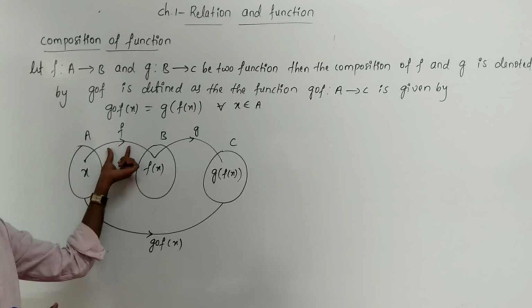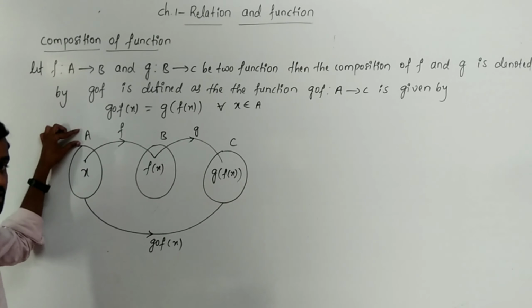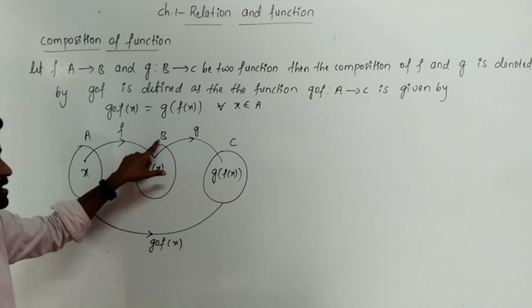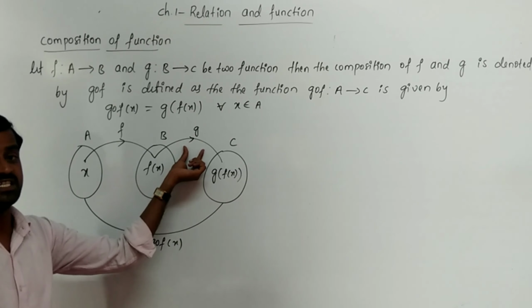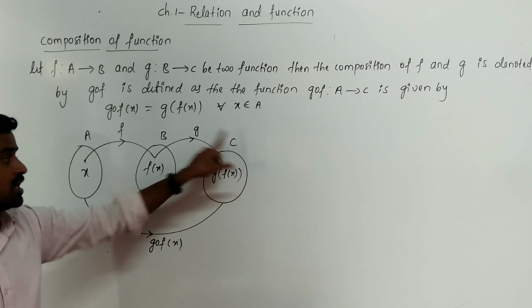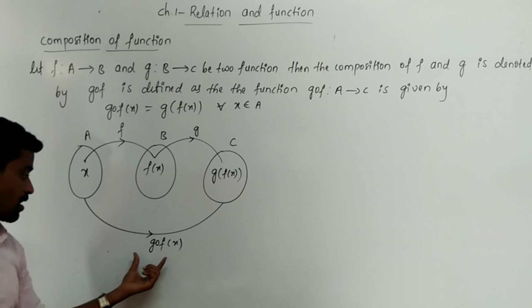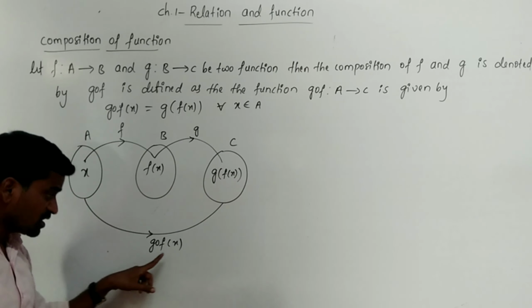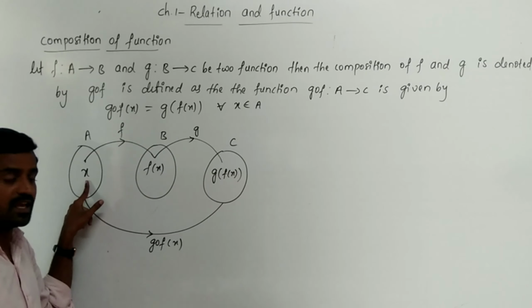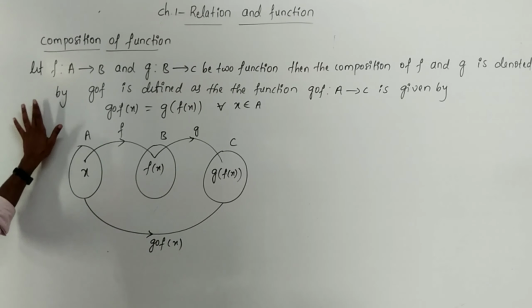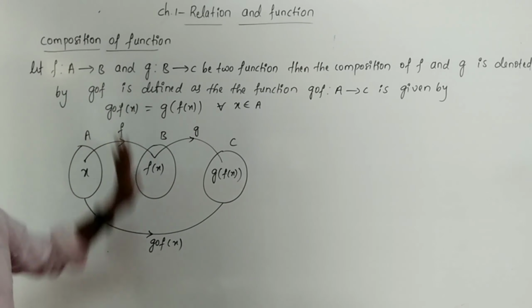Okay, here function f, its domain is set A, its codomain is set B. Then g, its domain is B, codomain is C. And the composition of f and g, its domain is A, codomain is C. This is the composition of f and g.